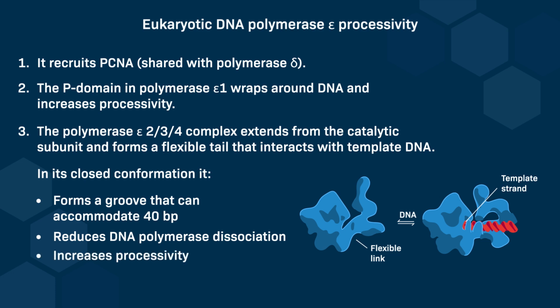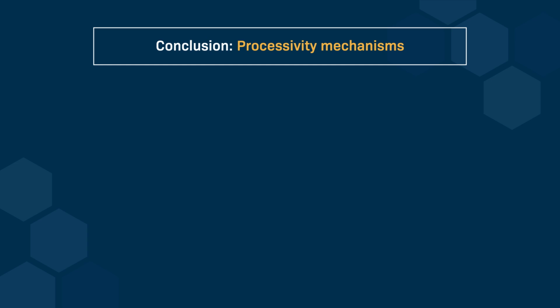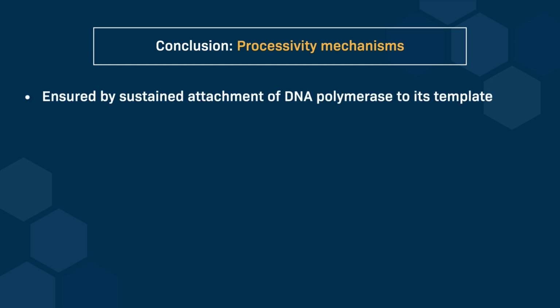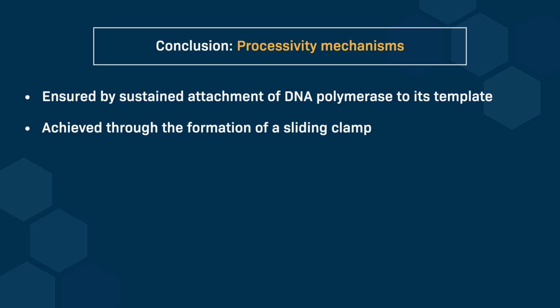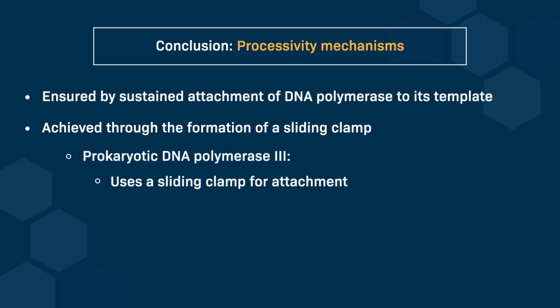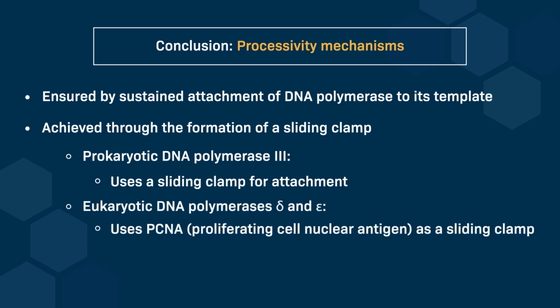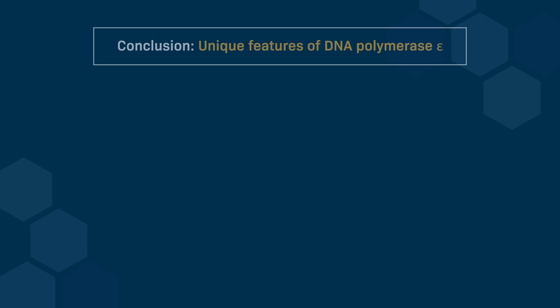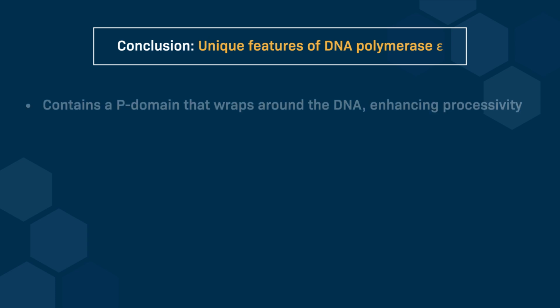In conclusion, processivity in DNA polymerase is ensured by mechanisms that promote the sustained attachment of the DNA polymerase to its template. This is achieved by the formation of a sliding clamp associated with prokaryotic DNA polymerase III and eukaryotic DNA polymerases delta and epsilon.